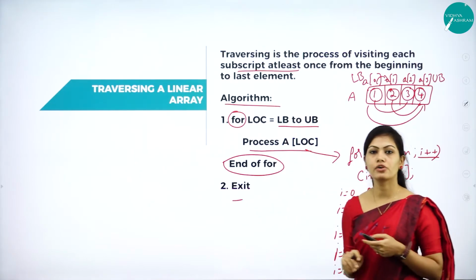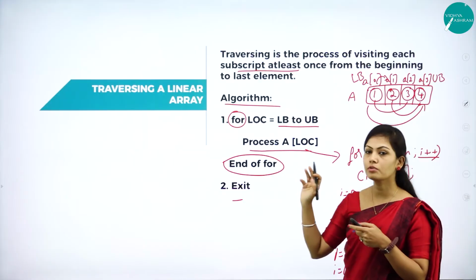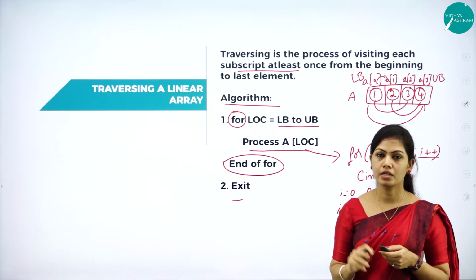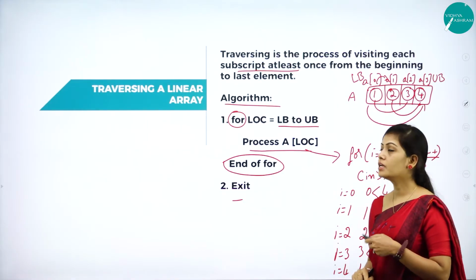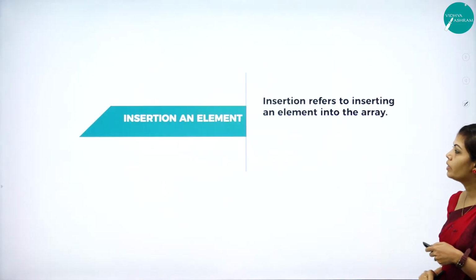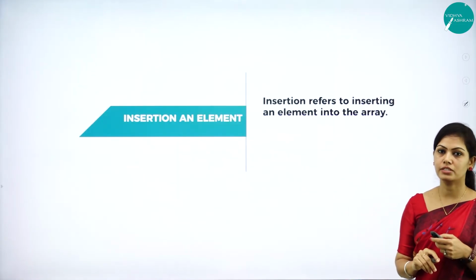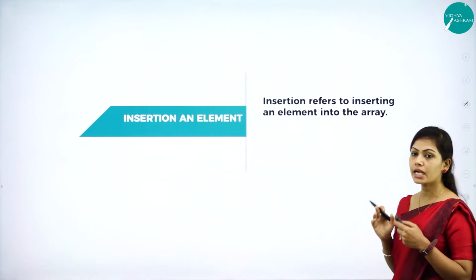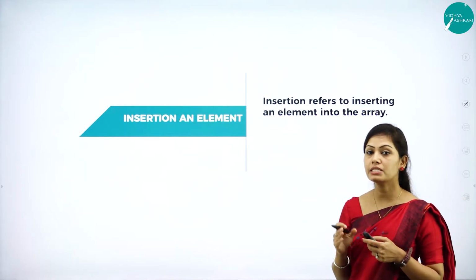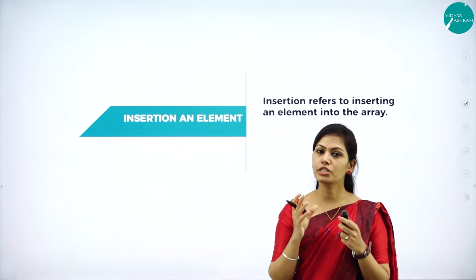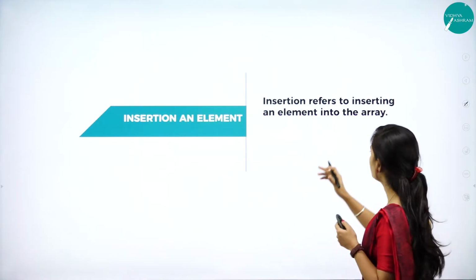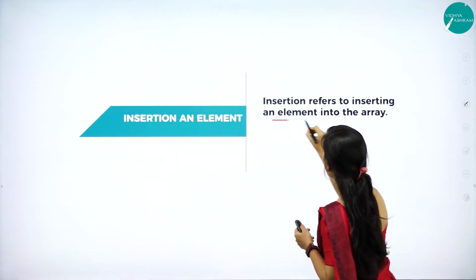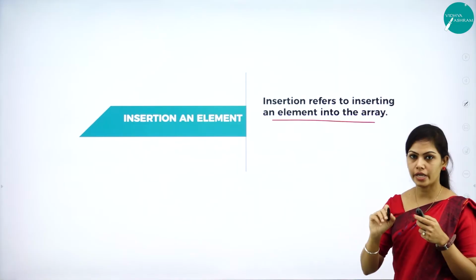This is your algorithm. Very simple algorithm for 2 marks. Traversing algorithm. So, the next operation we have is insertion of an element. What do you mean by inserting an element? Insertion means inserting a new element into the array.